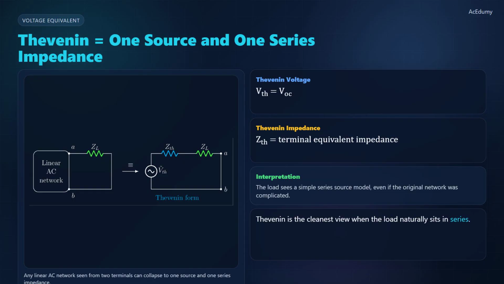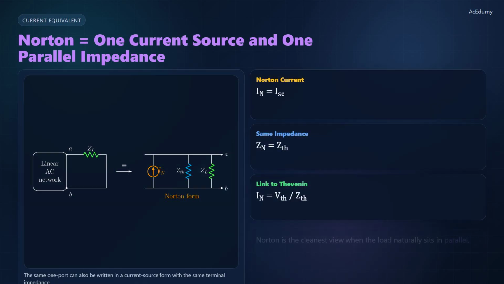Any linear AC network seen from two terminals can be replaced by one voltage source in series with one impedance. The Thevenin voltage is the open circuit terminal voltage, and the Thevenin impedance is the equivalent impedance seen from the same terminals. The Norton form is the current source view of the same one port.